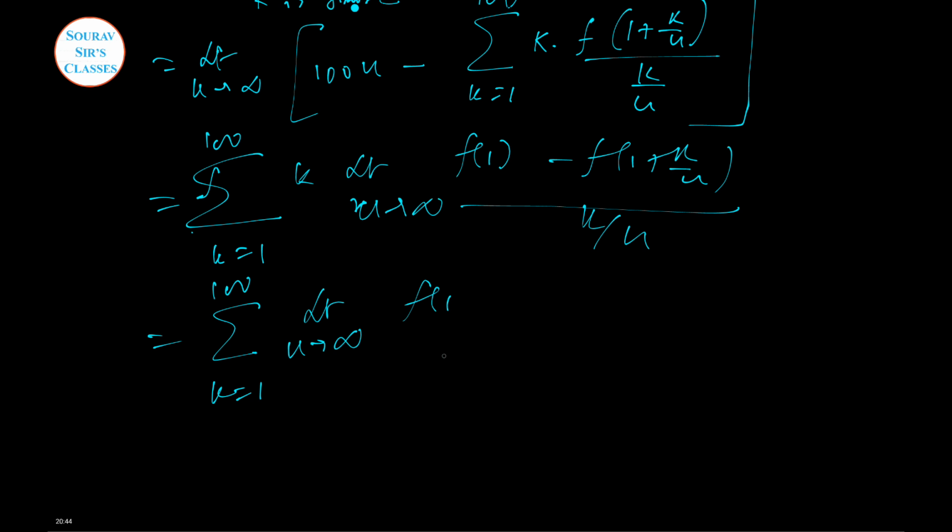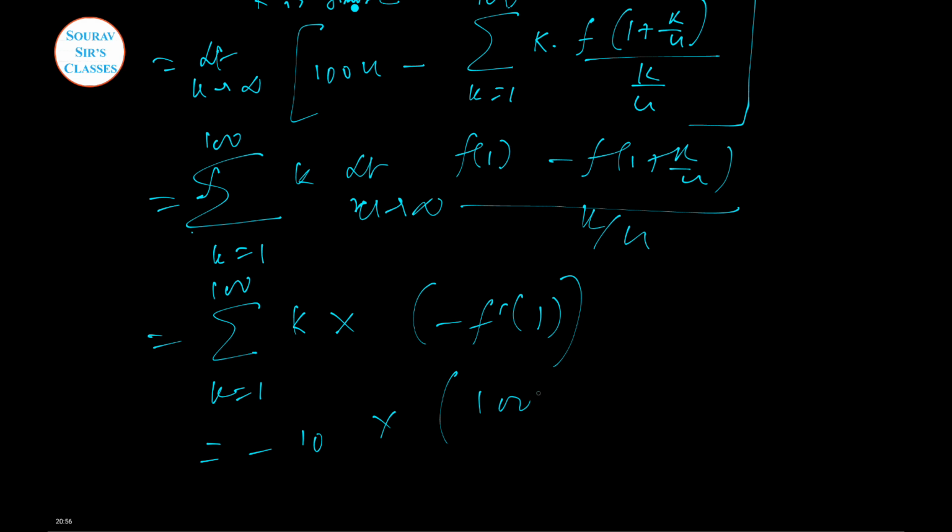So it is simply self-evident that, limit u tends to infinity, f of 1 plus k by u over k by u is f dash 1. So here we can directly write this as k into minus f dash 1. This we have calculated already. So k we already know, and here we can put the value n into n plus 1 by 2. So the answer is minus 50500. Hence the answer to our third question of this pattern is dependent on this area based structure.